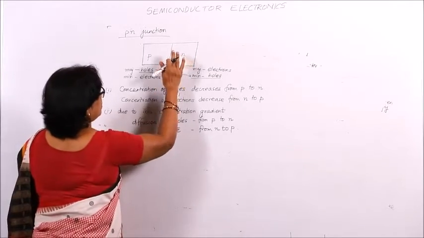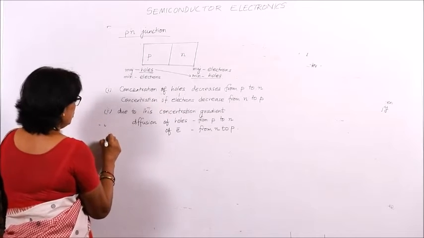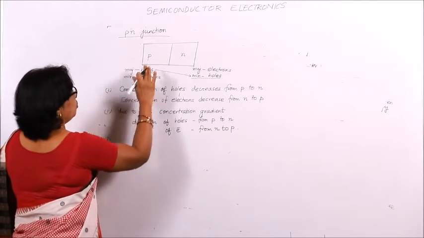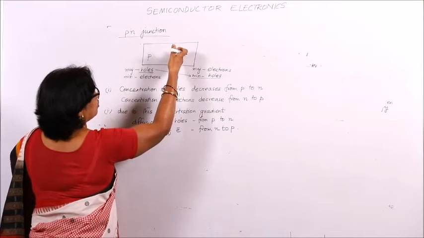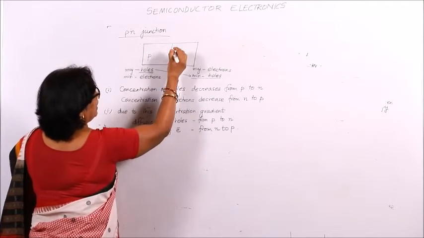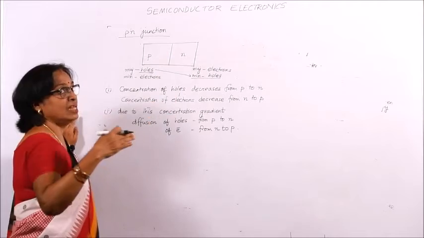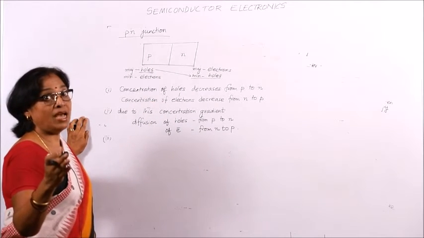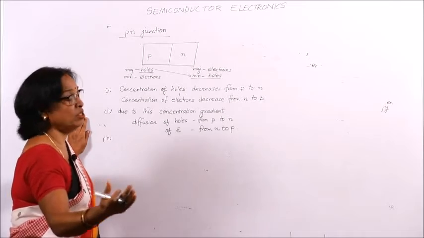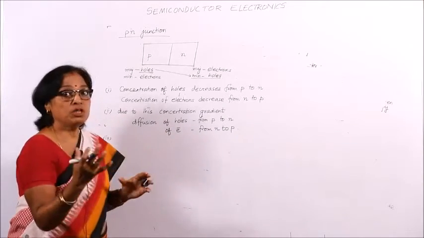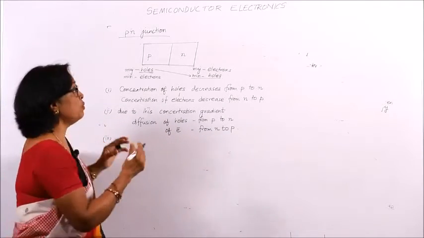Now let us say that one hole has come from here to here and one electron has come from here to here. If one electron has left the atom from the n side, then that atom will become a positive ion. So that becomes a positive ion.